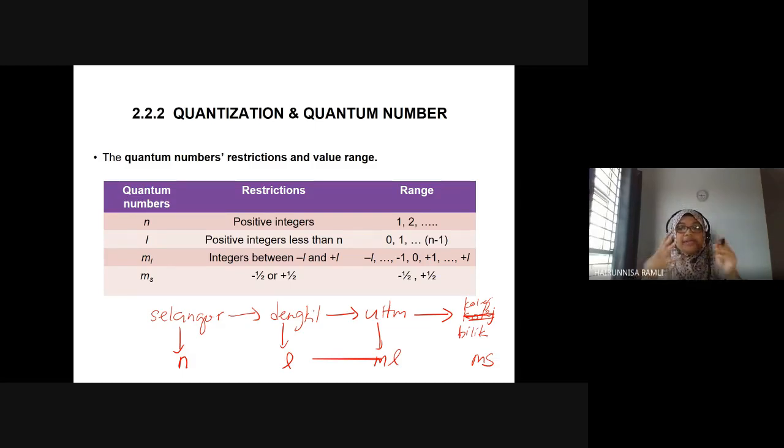Kita belajar ni sebab kita nak tahu kedudukan elektron. According to Heisenberg uncertainty, dia kata susah nak cari kedudukan. And then come up with Schrodinger. Basically this one is from Schrodinger. Boleh sebenarnya nak cari based on quantum numbers. Macam kita assume, dia dekat mana? Selangor. Specific lagi? Dia punya subshell, dekat Dengkil. Specific lagi, rumah tu kat mana? Kat UiTM, which is the ML.